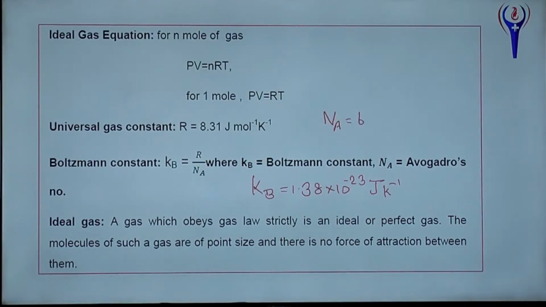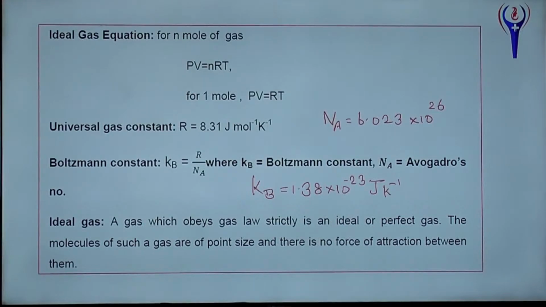And what is the value of Avogadro number? 6.023 into 10 power 23 or 26? 10 power 26. In physics, 10 power 26. In chemistry, we may use 10 power 23, I think. In problems, we will explain about this. So, this is the Avogadro number.